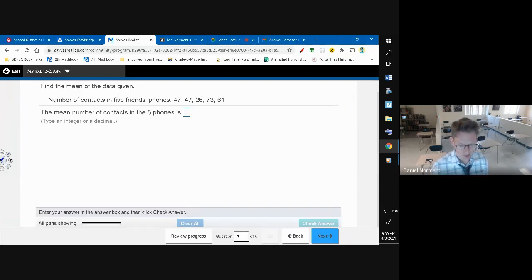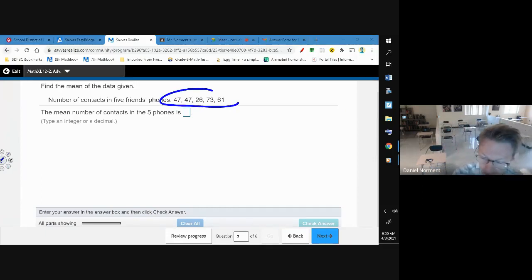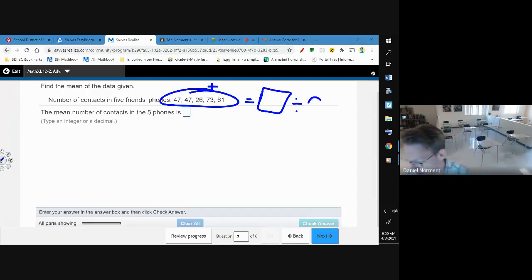Mean. Same thing. Add up all these numbers. That's going to give you something. And then you're going to take that and divide by 1, 2, 3, 4, 5 numbers. And that equals the average or the mean. That number best summarizes all of that data together.